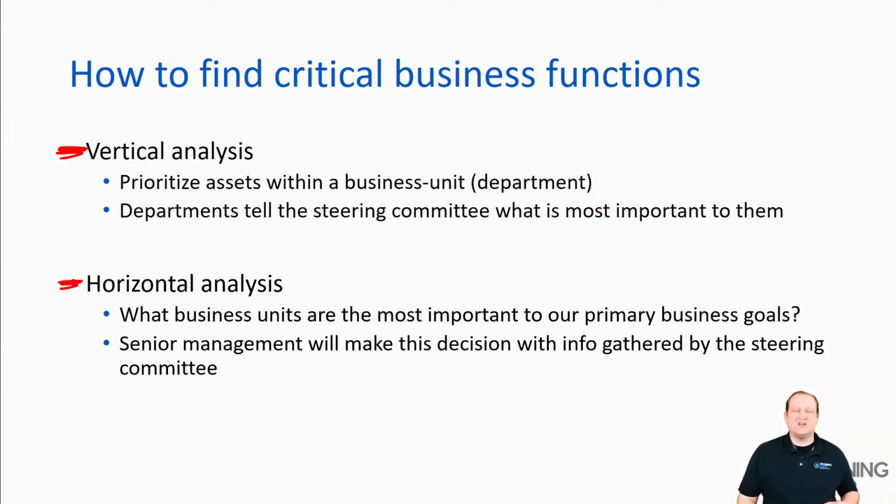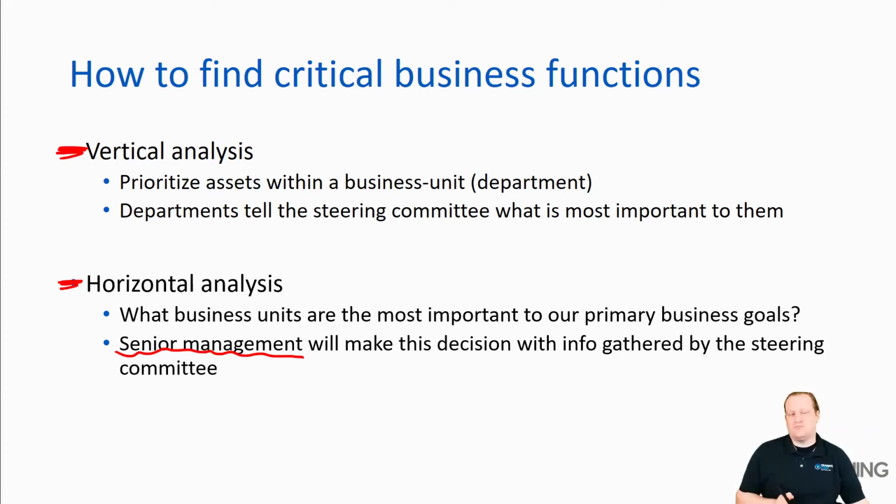The steering committee is going to talk about which department or business unit is the most critical to the business goals. There may be a pair of them, there may be a trio of them, but chances are there's one or two that are more important than everybody else. When you determine what are the most important departments within the business, the steering committee will bring this to senior management, the C-suite. The CEO is going to need to sign off on this and say, yes, for sure, that is the most important department.